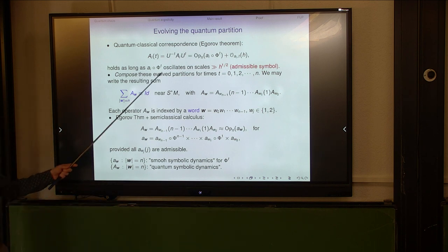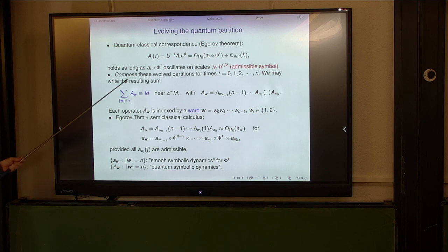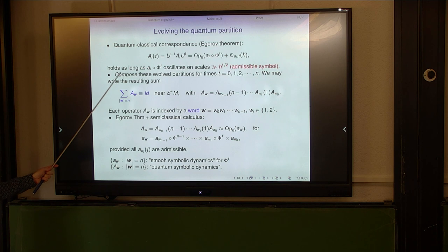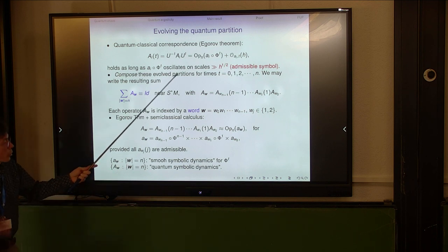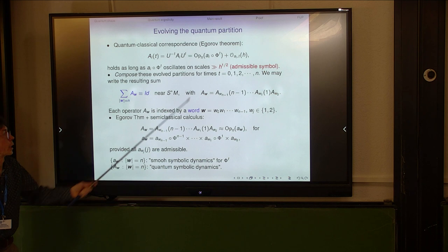And so one is always trying to adapt one limit to the other. If we let the time grow and at the same time let h go to zero, there's a type of barrier where this Egorov theorem breaks down, when the oscillations of the symbol become too strong. The limit point, where things go really badly, is when the oscillation is at the scale square root of h. Why is it square root of h?